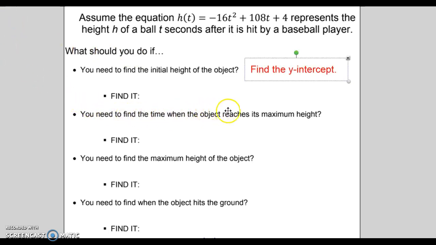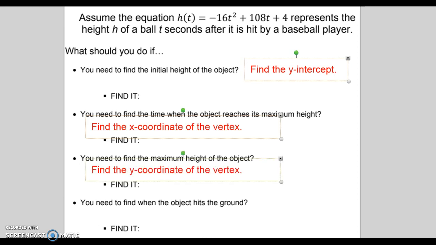If you want to find the time when the object reaches the maximum height, well, time is always an x-coordinate of a point. So which point is it? When it's at its highest, you're talking about the vertex. So we need to find the x-coordinate of the vertex. The maximum height is the y-coordinate of that vertex. So it's the maximum height, meaning the vertex; height, meaning y-coordinate. So find the y-coordinate of the vertex.